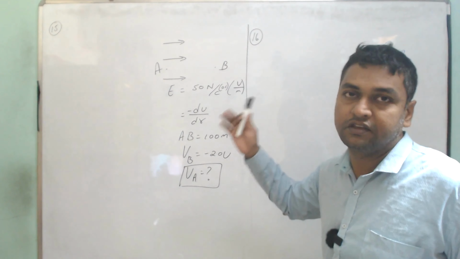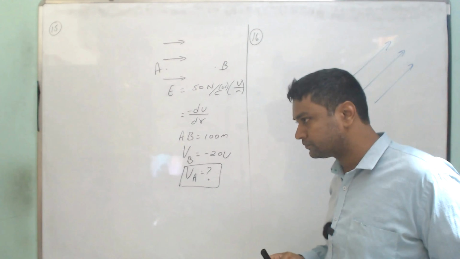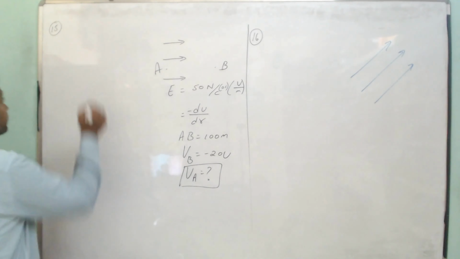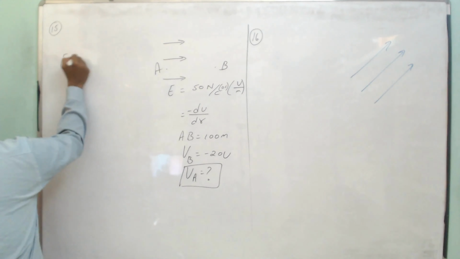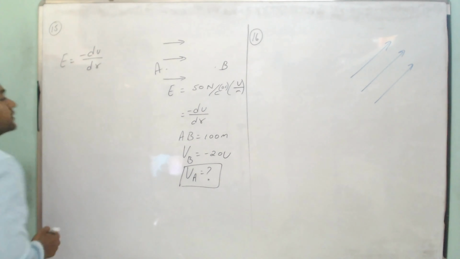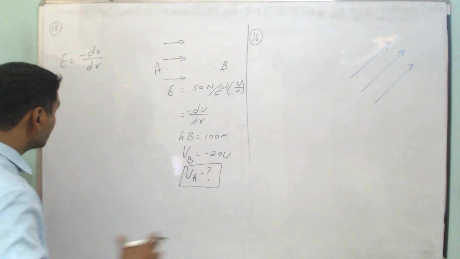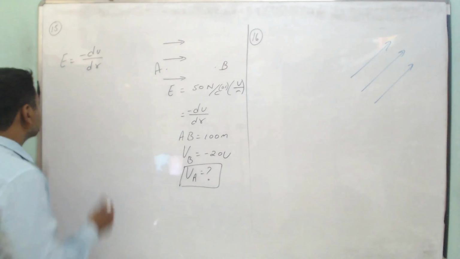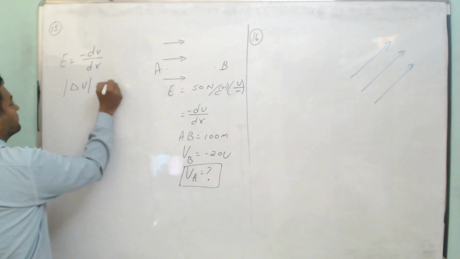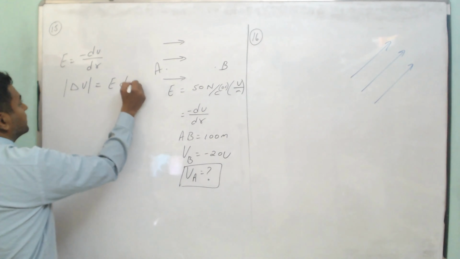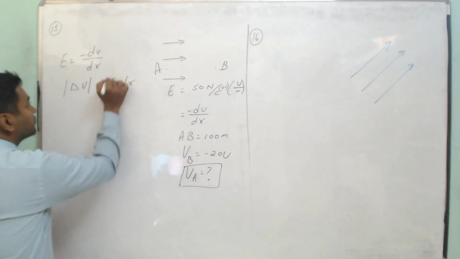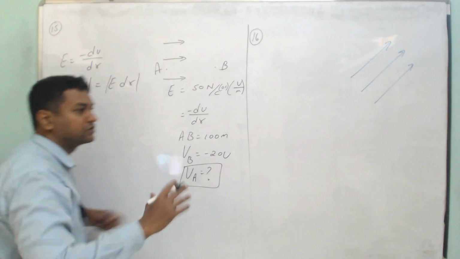Listen very carefully what we are doing. So we are using electric field is equal to minus dV by dr, right? Or we can simply say the magnitude of potential difference is equal to simply electric field into dr, because we already know high potential, low potential.